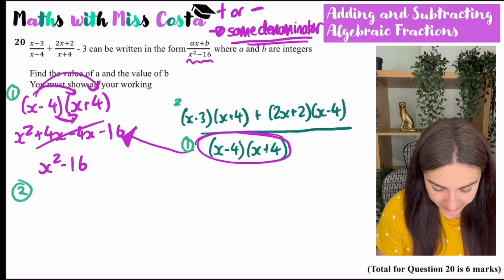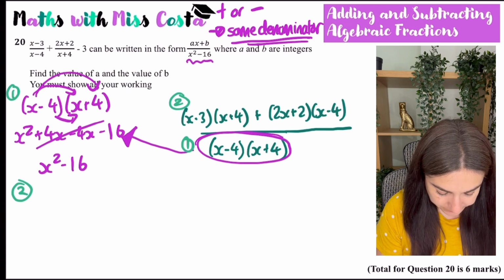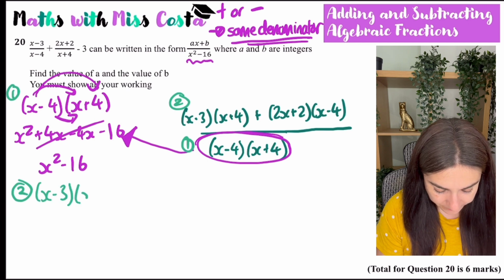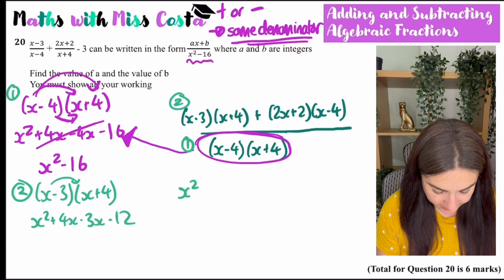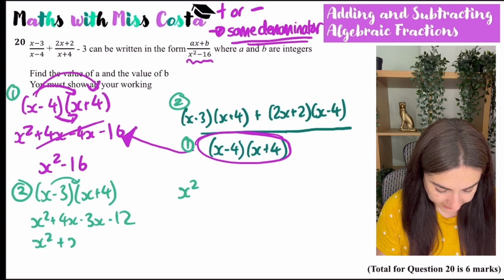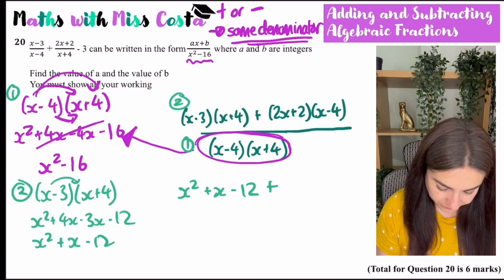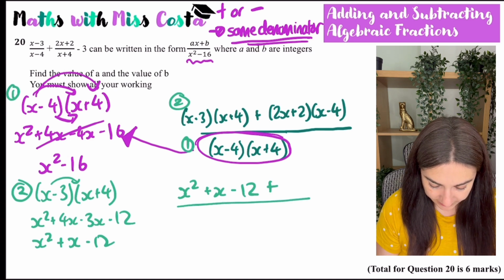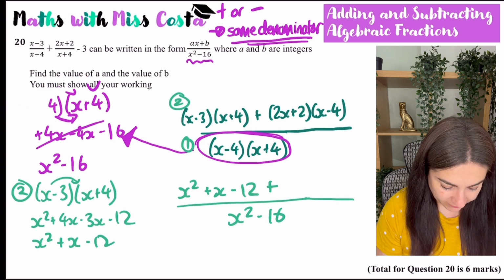Working out 2, I'm going to expand this bracket. x minus 3, x plus 4 is x squared plus 4x minus 3x minus 12, so that would simplify to x squared plus x minus 12. And then I'm adding. This is where it's annoying running out of space. So that's my working for 1 and 2.